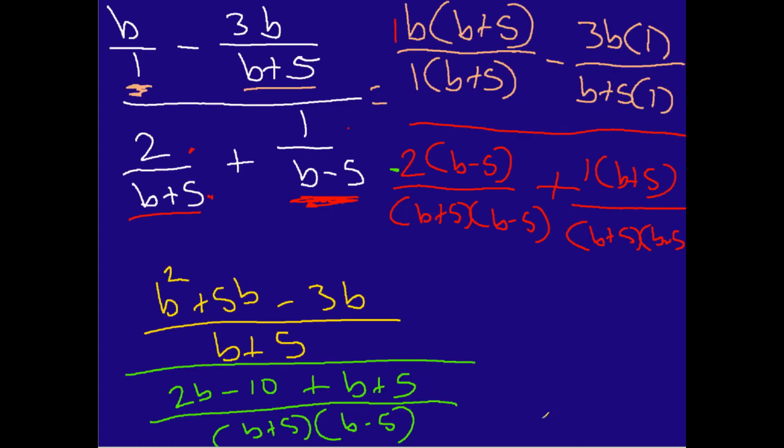So let me see if I can walk you through this again. We started with this messy problem here, and I already talked about how to deal with it. B over 1 minus 3b over b plus 5, all this over 2 over b plus 5 plus 1 over b minus 5. And like I just said a few moments ago, the first thing you do is find the least common denominator for the numerator, and then you find the least common denominator for the denominator. And so after you do that, you can start working your way through simplifying the problem.